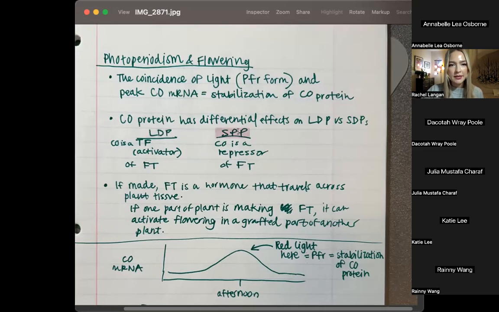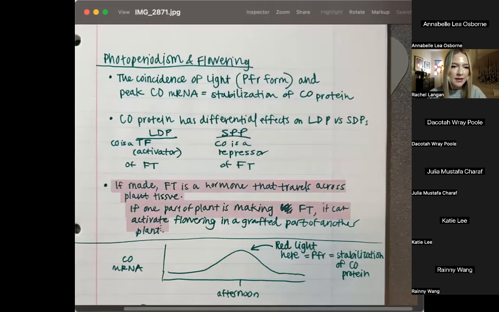In short day plants, there's a mistake on my slide. I think I wrote a P. Short day plants, not short P plants. Short day plants: the CO protein is a repressor. So if the CO protein is stabilized and it's around, it's going to repress the transcription of FT, which is florigen, so you get no flowering if the CO protein's around.